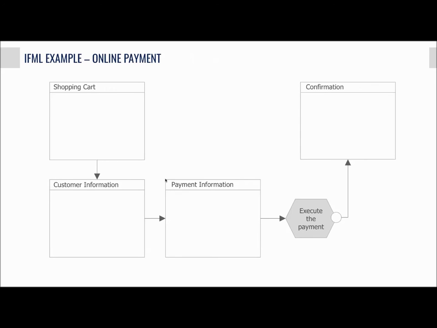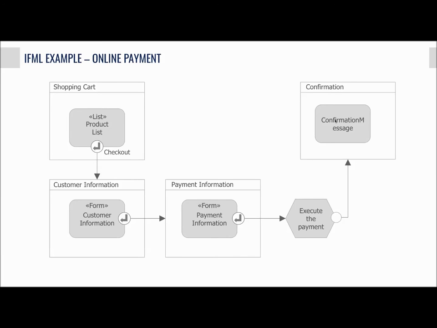For instance, the typical case of an e-commerce website, where you have a page with your shopping cart and you want to perform a checkout. The checkout will consist of a process where in one or more steps you end up paying your order. This is obviously a toy example, but typically you have to enter your customer information, then your payment credit card information, and then you actually execute the payment. So here you are triggering the business logic of the payment, and then you get some kind of confirmation message. This is the typical navigation path for a checkout in a simplified way.